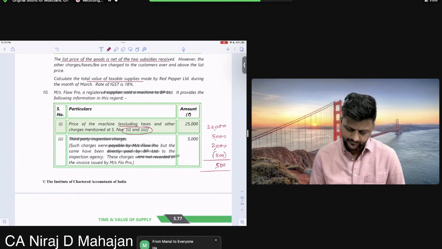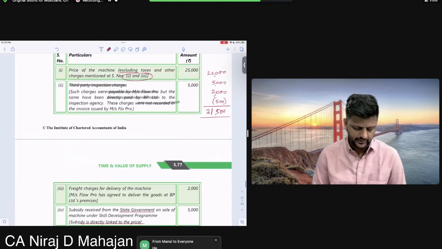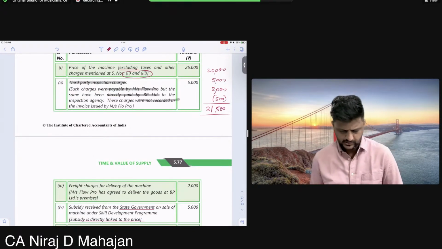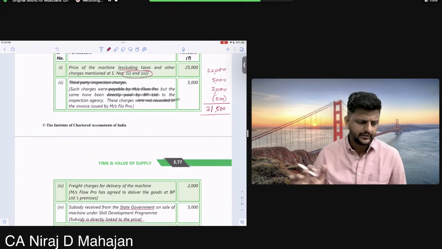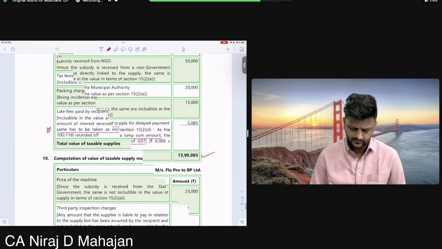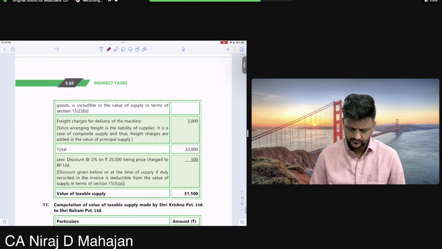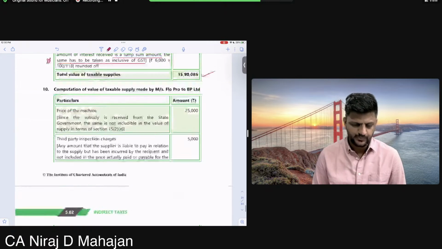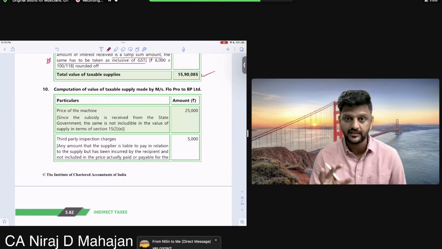$31,500. Yes, because here they have given the note. Correct. Price of machine is net of subsidy. So subsidy is already reduced and we allow it to be reduced. So no changes, 31,500. But look at the table properly, children. Particulars, rupees. Just look at the wording, reasoning and all of that.